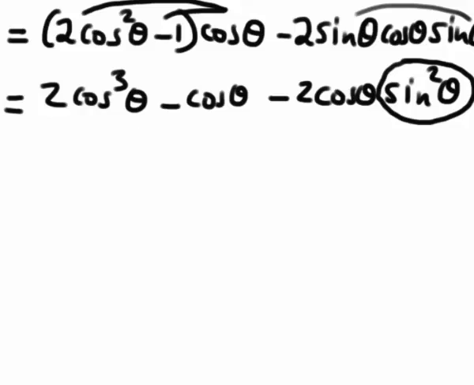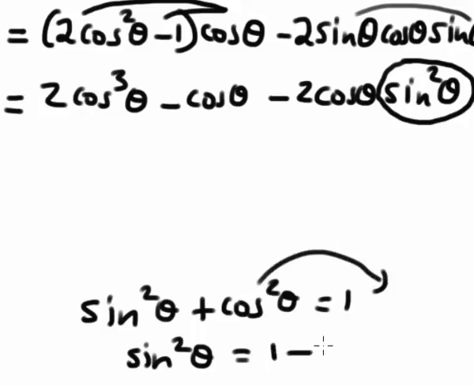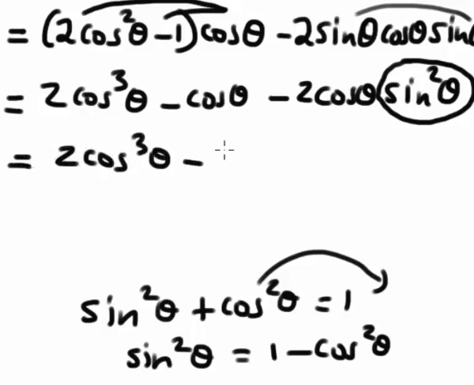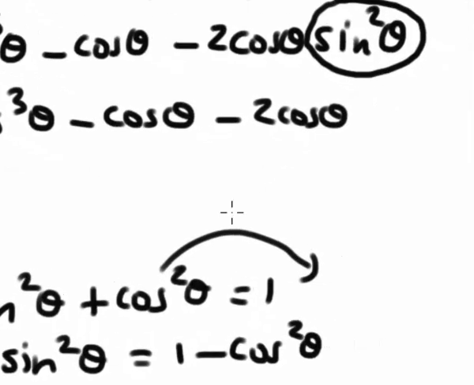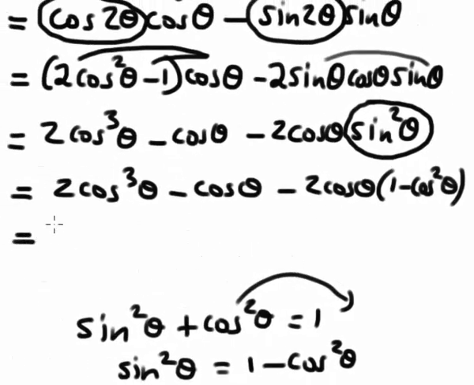Well, simply put, do you remember that sine squared theta plus cos squared theta is 1? So if you want sine squared on its own, all you do is you bring that to the other side. So it's 1 minus cos squared. That's beautiful, because now we can write 2 cos cubed theta minus cos theta, subtract 2 cos theta into, and this is going to be quite fun, if we just bring it right across, 1 minus cos squared theta. And that, of course, is all in terms of cos, so no problem.